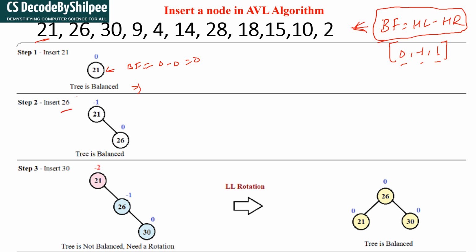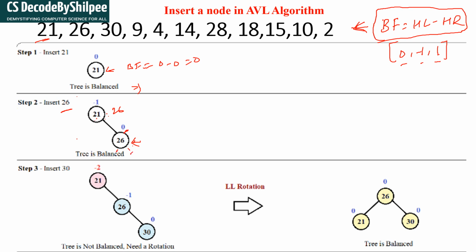Now 26 comes. For 26, I will check from the root, because the AVL tree is a binary search tree. Is 26 less than 21 or greater? If it is less, we insert in the left part; if greater, in the right part. Here 26 is greater, so I inserted it in the right part. Insertion done. Now we calculate the balance factor. The balance factor of 26 will be 0, because there is no left and no right.